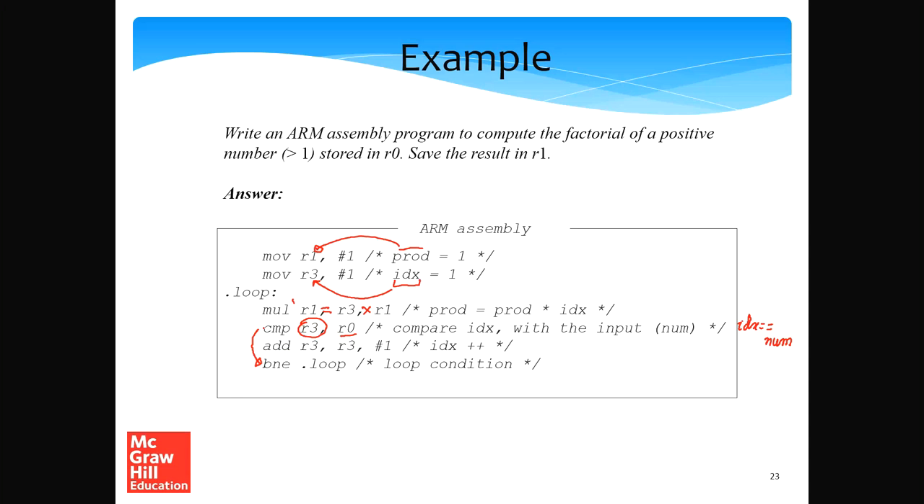So we'll only use the result of this particular comparison, and if it indicates that the index is not equal to the number, then we need to go back to dot loop once again and loop one more time. Otherwise, if we have reached the end of the iterations, when the index becomes equal to the original number stored in R0, we can exit and the product is stored in R1.